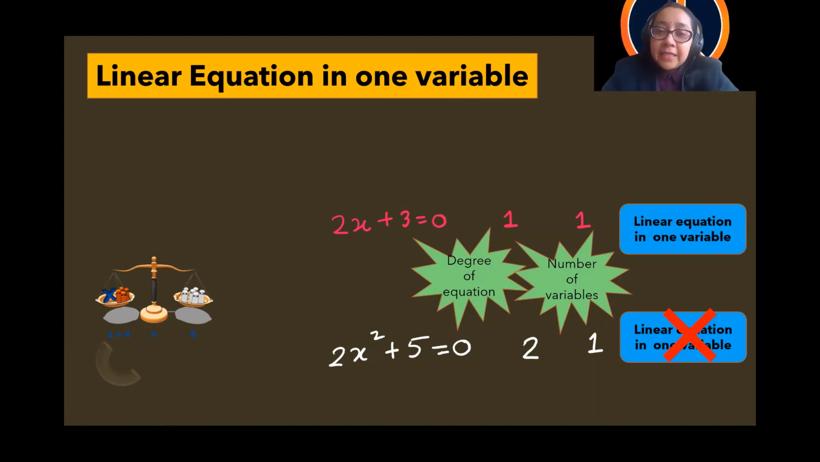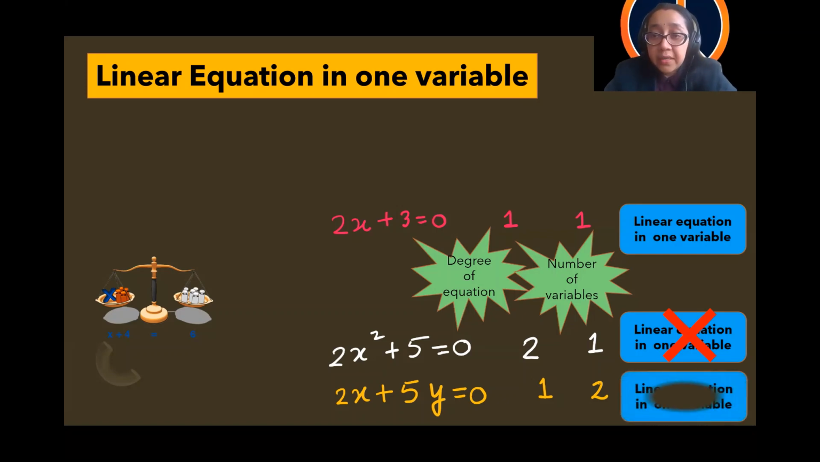Okay. Similarly, let's take a third example, like 2x plus 5y equal to 0. Can you tell me what is the degree of this equation? That is the power. Yes, you are right. The power is 1. So it is a linear equation, right? And what is the number of variables? The number of variables, as you can see, is x and y, that is 2. There are two unknown quantities. So it will again not be a linear equation in one variable.